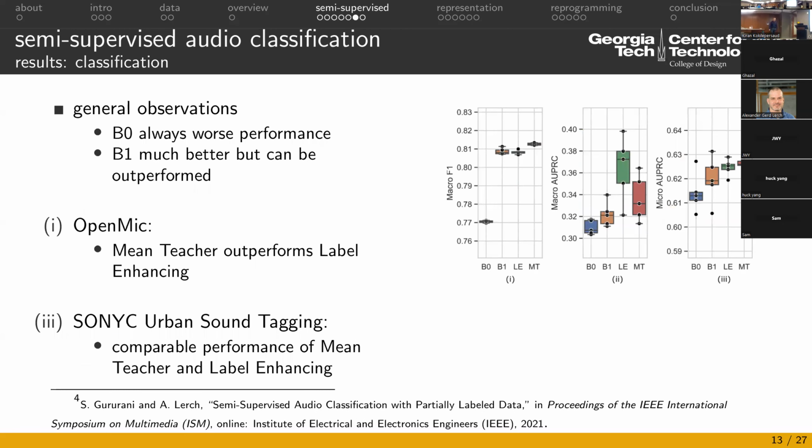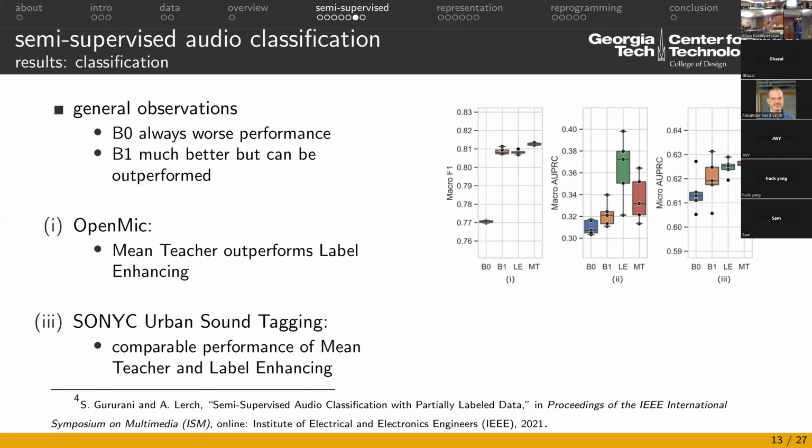Anyway, let's just jump to the results here. Actually on the left-hand side here, the left plot are the results for the OpenMic dataset, and the two plots on the right are two metrics for the Sony urban sound dataset. So what we see here, not really surprising, is that the first baseline, where we just treat our missing labels as negative labels, does not perform very well. What we do see is that actually just masking them out during training is already improving performance significantly, and maybe sufficiently even compared to the other results.